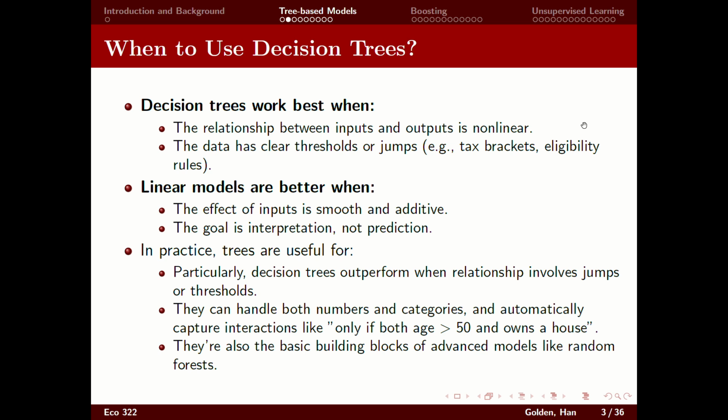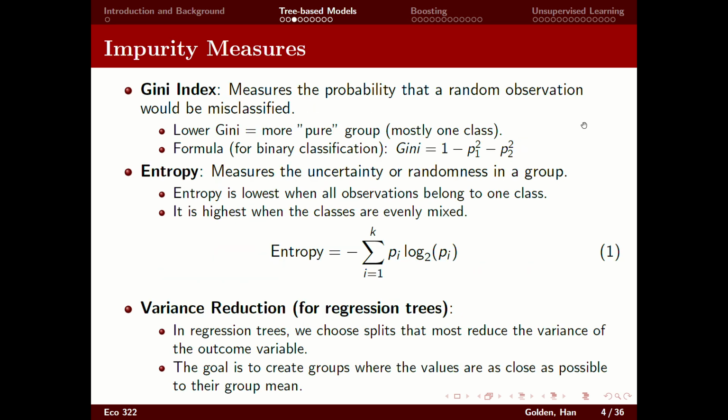Decision trees work best when the relationship is non-linear. There are clear thresholds or jumps, like tax brackets and eligibility rules. Linear models are better when the effects of inputs are smooth and additive, or when the goal is interpretation, not prediction. In practice, decision trees outperform when there are jumps. They can handle both numbers and categories and automatically capture interactions, like if age is greater than 50 and owns a house. They're also the basic building blocks of advanced models like random forest.